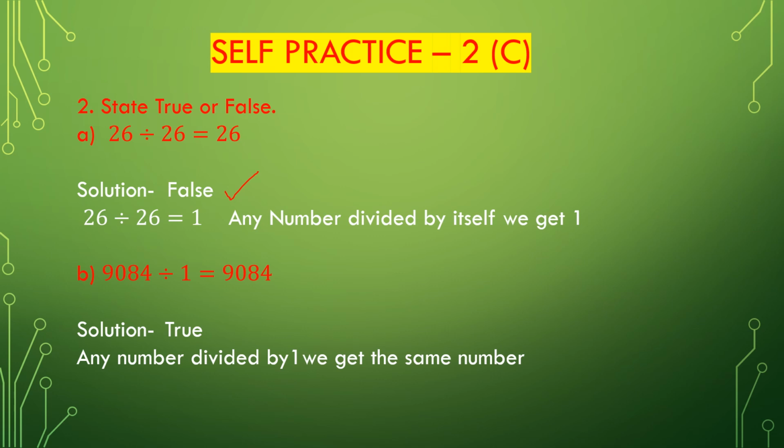26 divided by 26 we get 1. Any number divided by itself we get 1 only. So this statement is false. Next B, 9084 divided by 1 equal to 9084. We know any whole number divided by 1 we get the same whole number. So 9084 divided by 1 equal to 9084. This given statement is true.